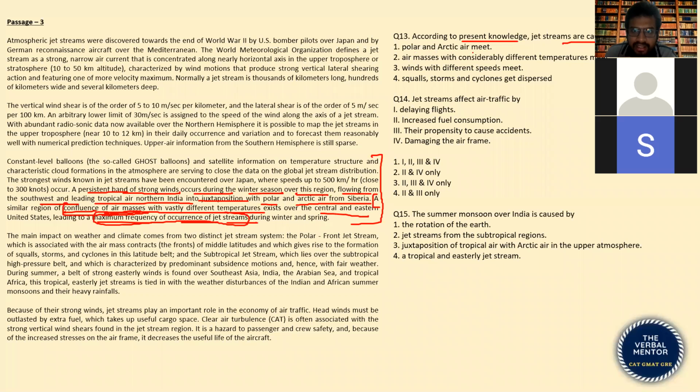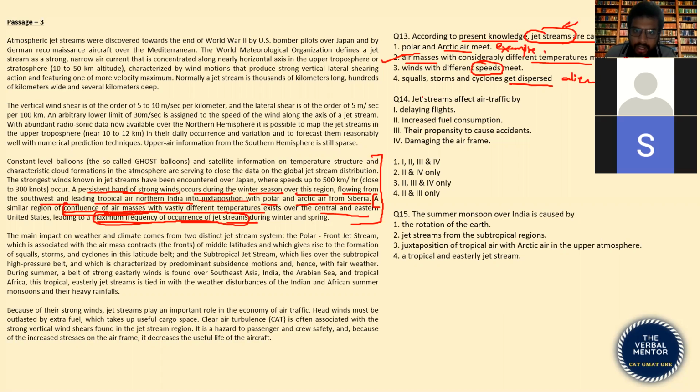So polar and Arctic air, this was just an example. Not every jet stream is formed by polar and Arctic air. Huh? So I'll have to understand that also. Option two, air masses with considerably different temperatures. Haha, I am loving it. So this is an easy question. Speeds were not different, temperatures were different. This is something I have not read until now. So for me, it is alien. At least it is irrelevant to the question.